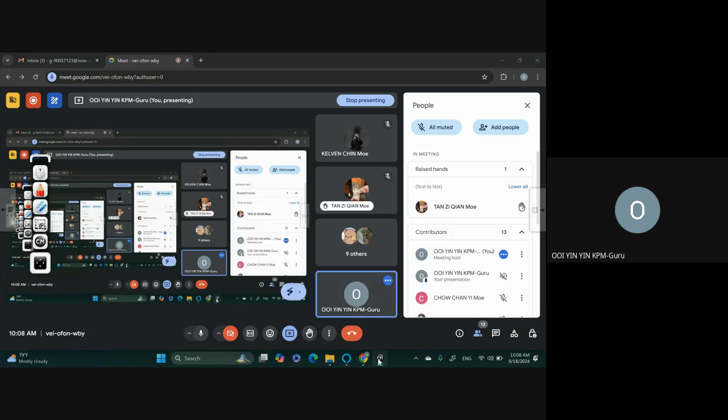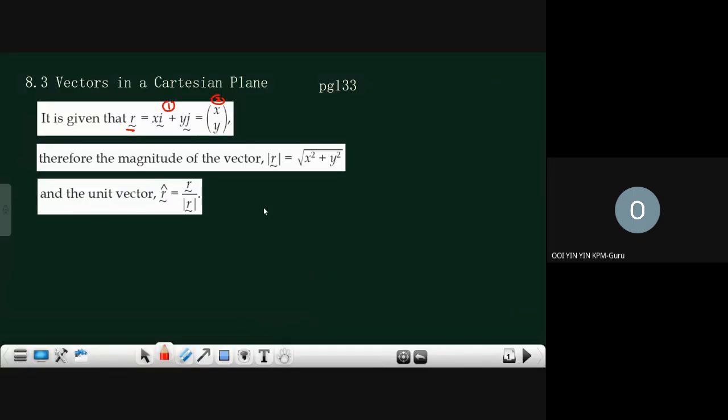Then therefore the magnitude. Do you still remember what is magnitude? That means the values of your vector. When we say magnitude here, you see there's a modulus symbol here. This represents finding the length of your vector R. Magnitude we can understand as, when they say they want to find the magnitude of vector R, that means they want the length of your vector R.